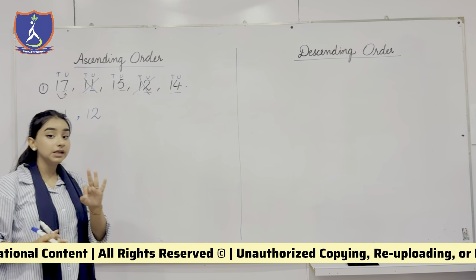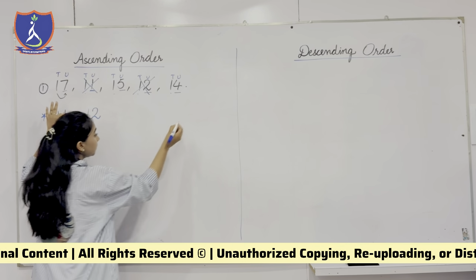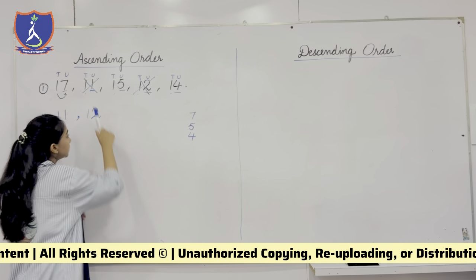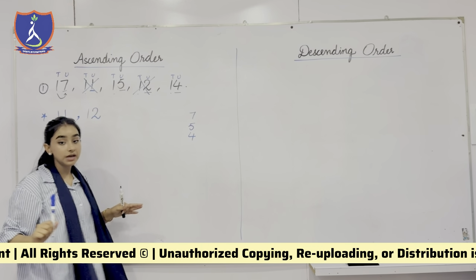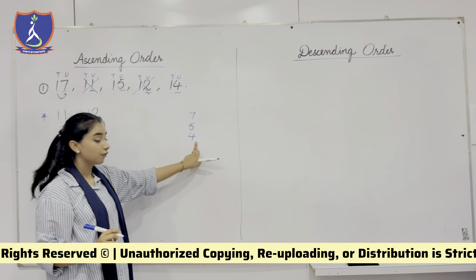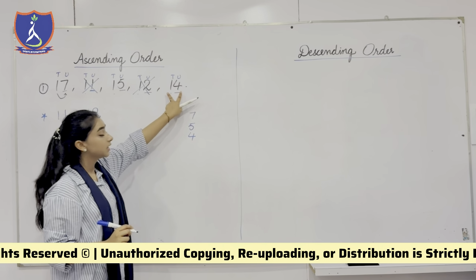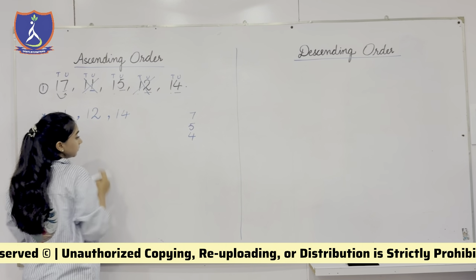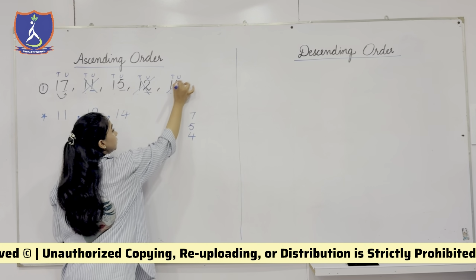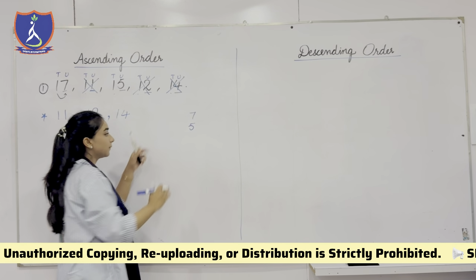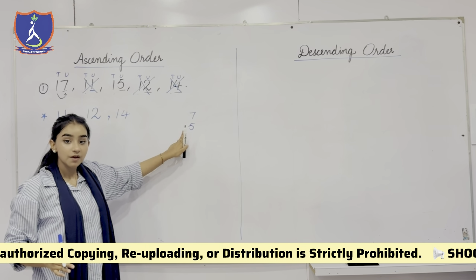Now we are left with only 3 numbers. We are left with number 7, number 5 and number 4. 7, 5 and 4, right? Now which one of these is the smallest? Number 4 is the smallest. That means the next number would be 14. After 14, we are going to cut it out of the game. Now we are only left with 2 numbers, number 7 and number 5.